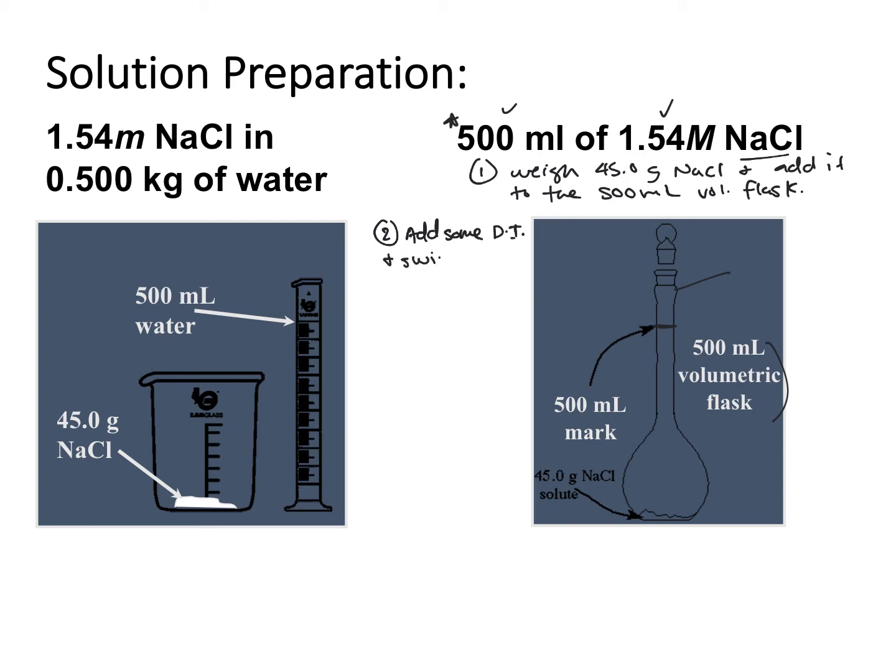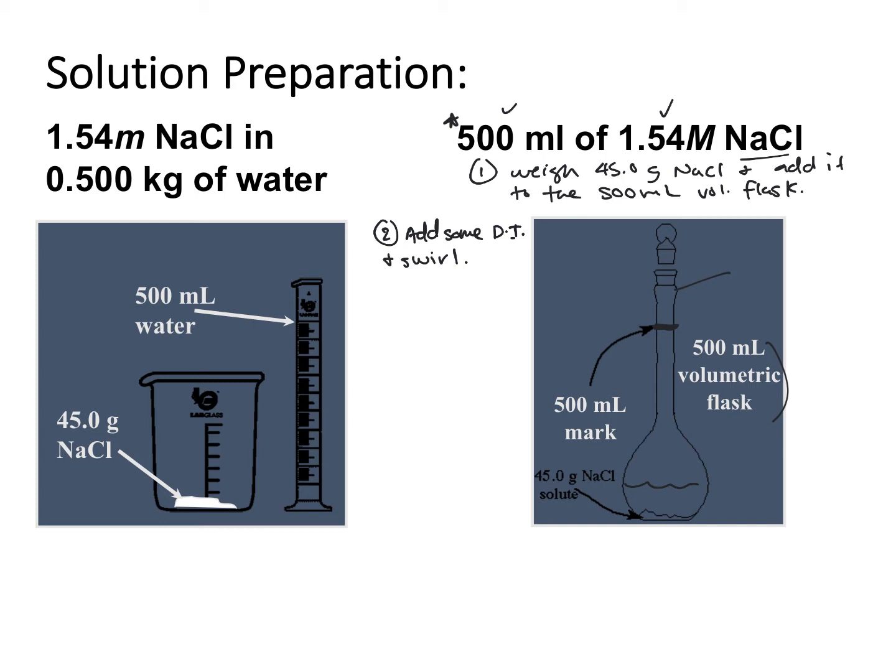and swirl. Okay, now you want to add a little bit of deionized water and work on getting the solid as dissolved as you can. If you add all the way up to the calibration line with that deionized water, it'll make it very, very difficult for you to agitate the solution in the container, and it'll take a really long time for the solid to dissolve. So basically, you'll add some deionized water, you'll swirl, you'll add a little bit more, you'll swirl.